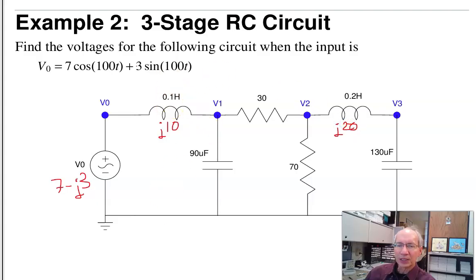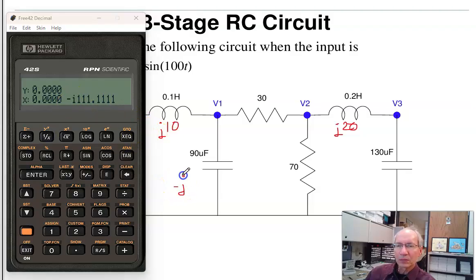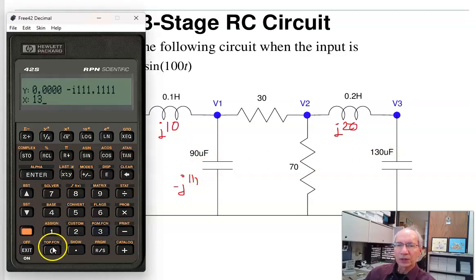And this is 1 over j omega C. That I can't do in my head. So omega is 100. C is 90 microfarads, 90e negative 6 times 100, inverse, minus j111. This is minus j111 ohms. And this one, 130 microfarads times 100 inverse is 76.9 ohms, minus j76.9.